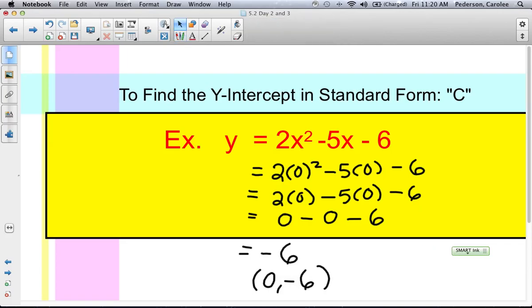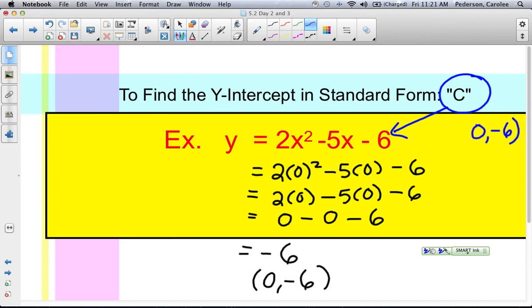A little trick we like to use here at our school is if it's in standard form, the y-intercept is going to be the c of the equation, so the constant. So if I look right away at this equation in the red, the c is negative 6. So we wouldn't have to go through all those black steps of substituting 0 in for x. We could just identify the ordered pair as over 0 down 6. So that's the second way to do it. And that only works when the equation is in standard form.